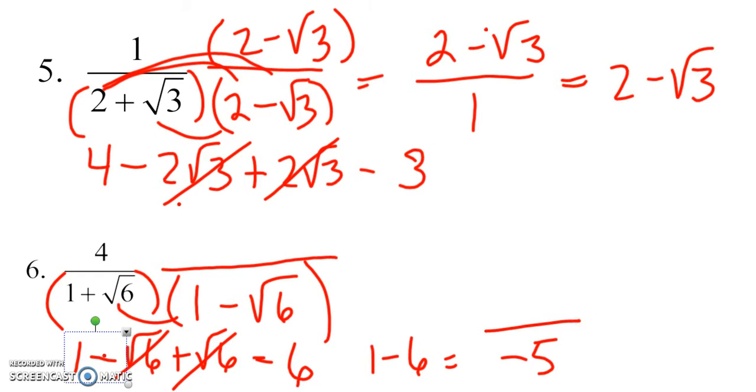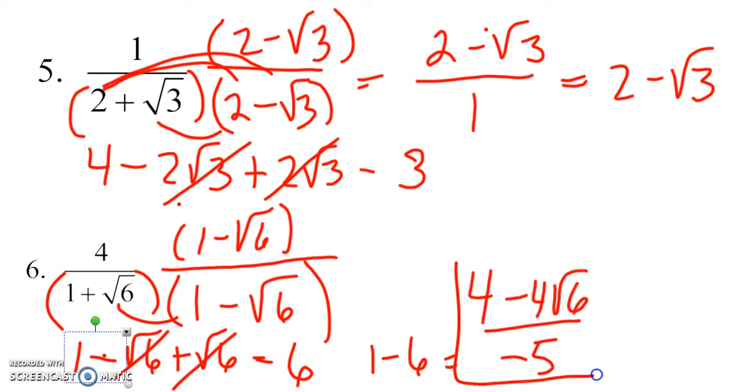So it's okay to have a negative. Whatever I do to the bottom, I must do to the top. So 4 times 1 is 4, minus 4 root 6. Okay? I cannot simplify that top. That top's a group. It could only cancel if there was another 4 minus 4 root 6 on the bottom. So you're done.